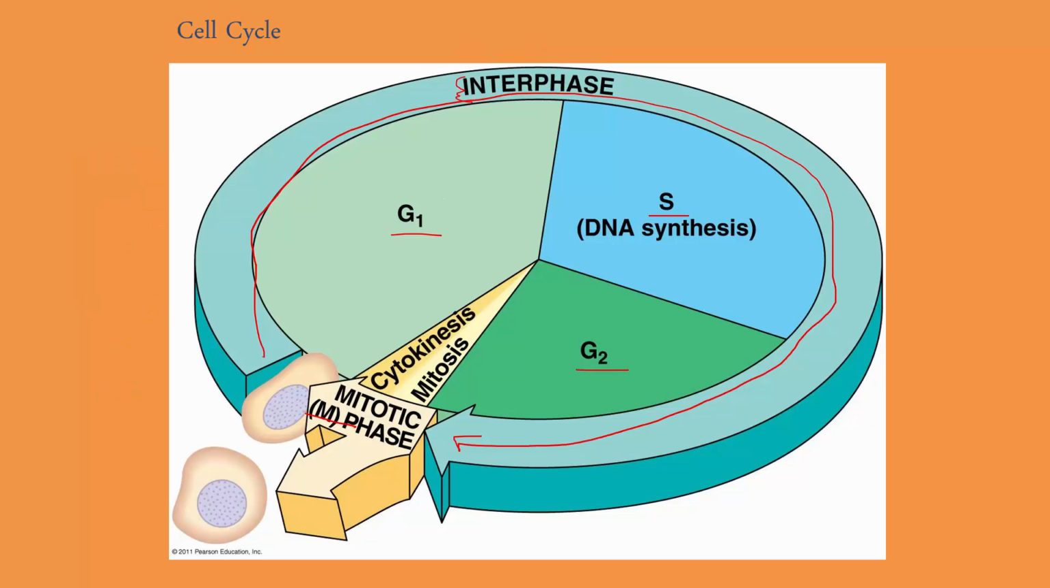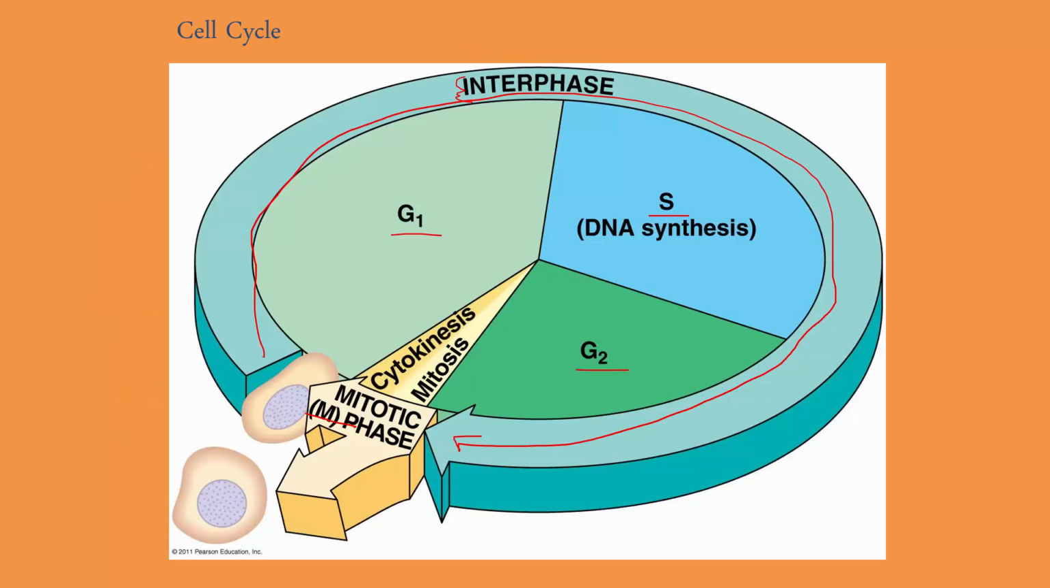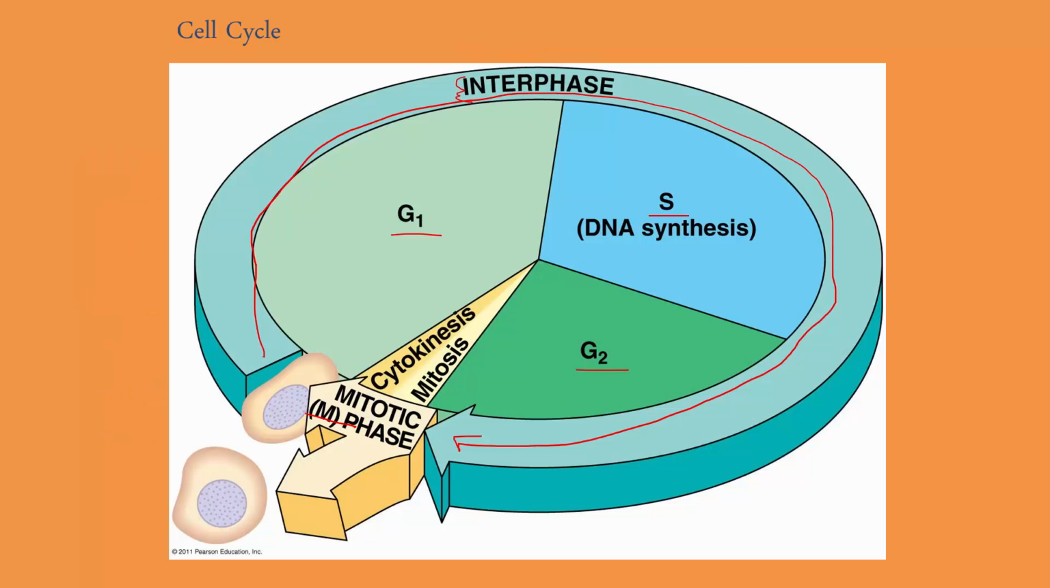So we grow, life's happy, we then synthesize or make a copy of DNA. We're then going to grow again. In this phase, our cell goes through a process of proofreading to make sure that the new DNA we created in the S phase, this is now the G2 phase we're in, is correctly duplicated. Once that proofreading ends, we then enter the mitotic phase or mitosis, otherwise known as the M phase. And in this process, the cell splits into 2 new daughter cells. Each one is absolutely identical to the first one, and then the cell cycle begins again.